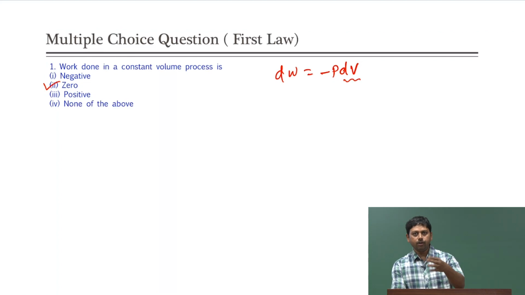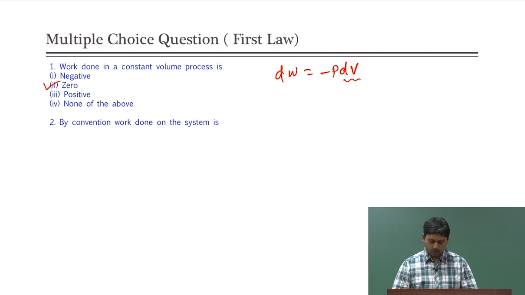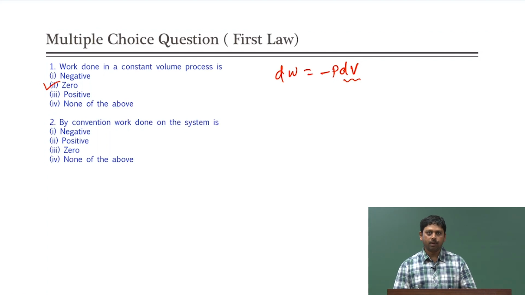Whenever you are looking at this, you should pause the video, think about the answer, and then you can see what the right answer is, and that way it will be helpful for you to get the concept across. Second question: by convention, work done on the system is negative, positive, 0 or none of the above. So, this is a question based totally on memory or the concept of the particular law.